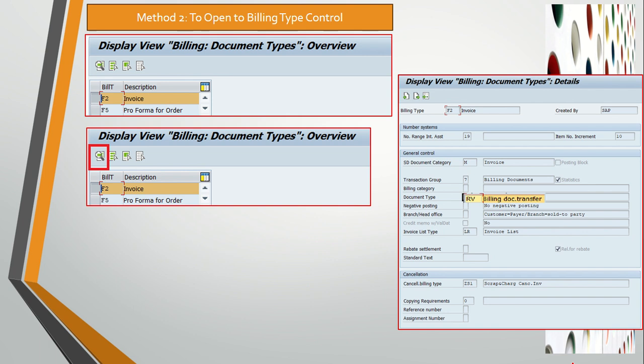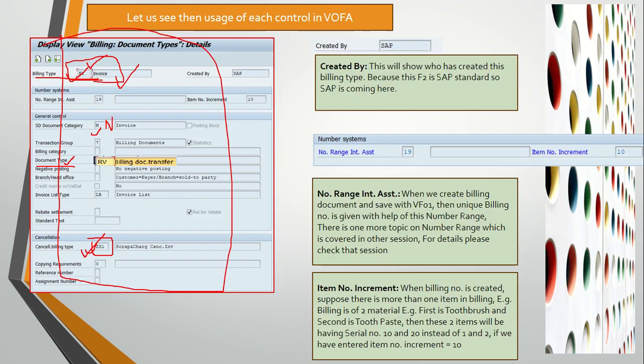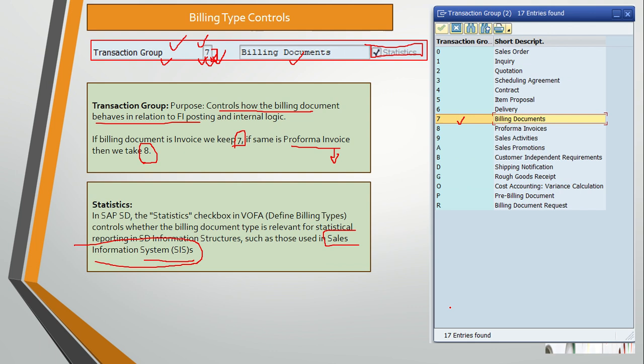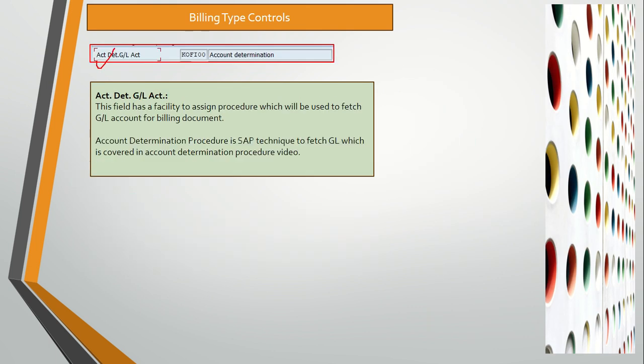Okay, we will see that in detail. Actually, below this cancellation section, there is account determination also. In that account determination, you can assign the GL account. Here, KOFI 00 is the account determination being assigned. Again, this is a condition, a SAP technique. We will study that also.